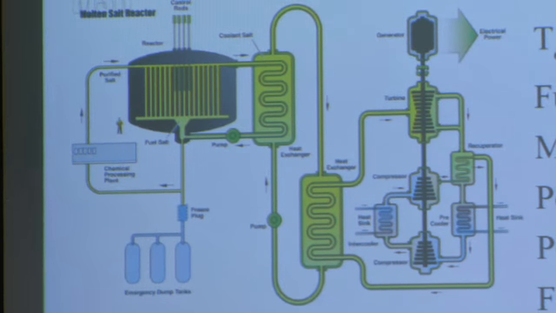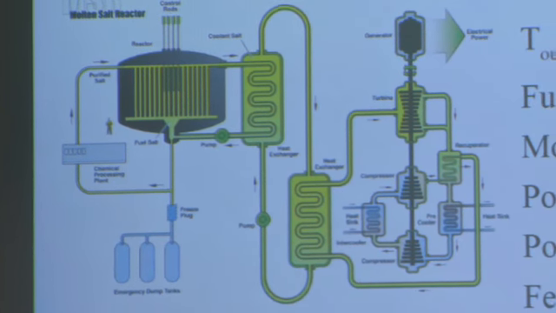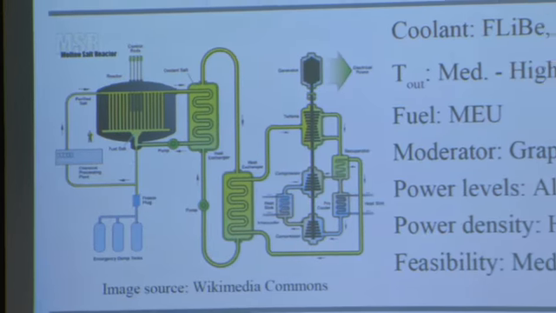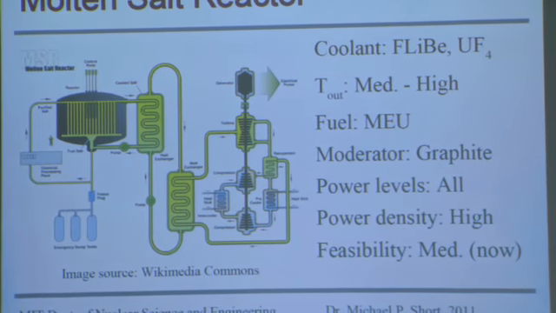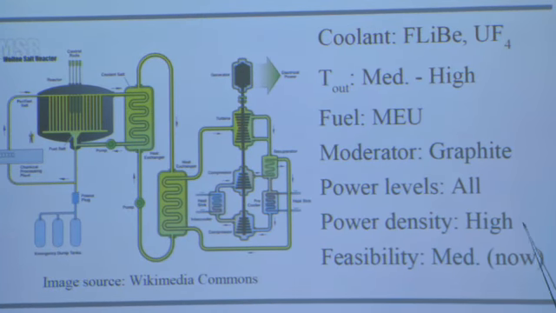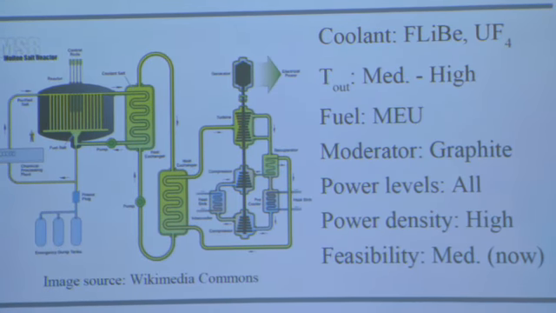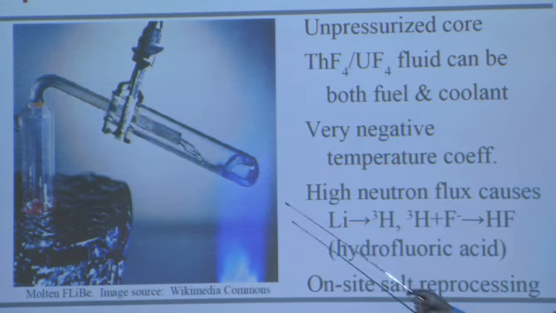It has a medium to high outlet temperature. It can usually use medium enriched uranium. It has a graphite moderator. You can design them to be at all power levels. Has a very high power density. And because the DOE is touting this one on top, I'd say the feasibility is medium. And just to put it into perspective, this is FLIBE. I didn't know what to think of when someone said molten salt until I found this picture, and it just looks like a regular liquid, except it's really hot.